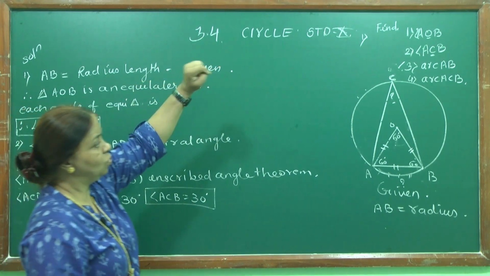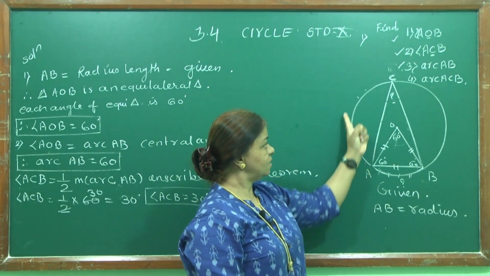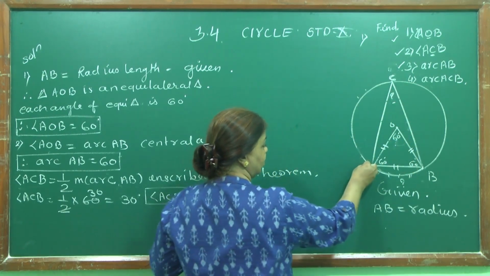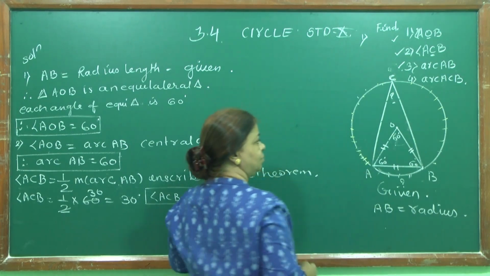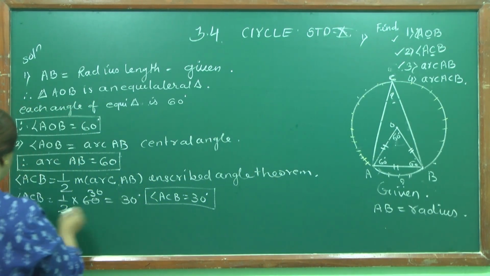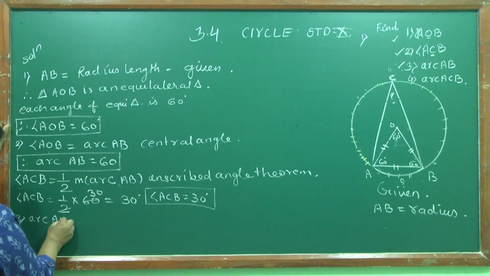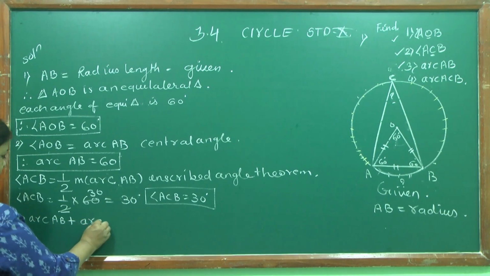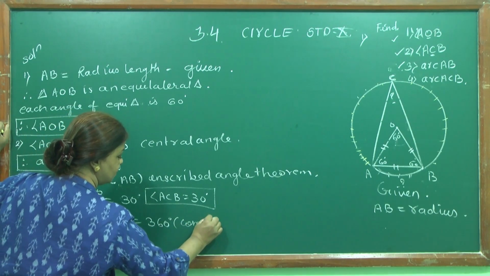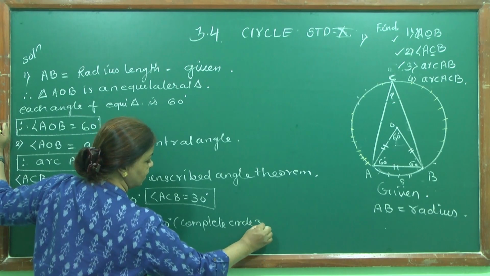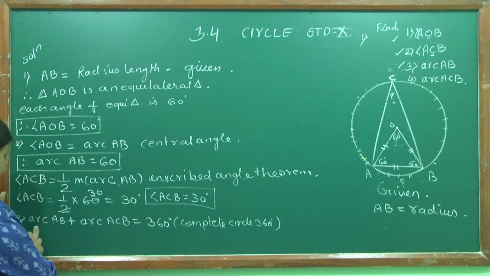We got this. AOB we got, ACB we got, arc AB we got. Now, we need to find out arc ACB. Arc ACB means this arc we need to find out. Clear? So, third, arc AB plus arc ACB is equal to 360 degree. Reason, the complete circle is 360 degree, isn't it? The whole circle value will be how much? 360.